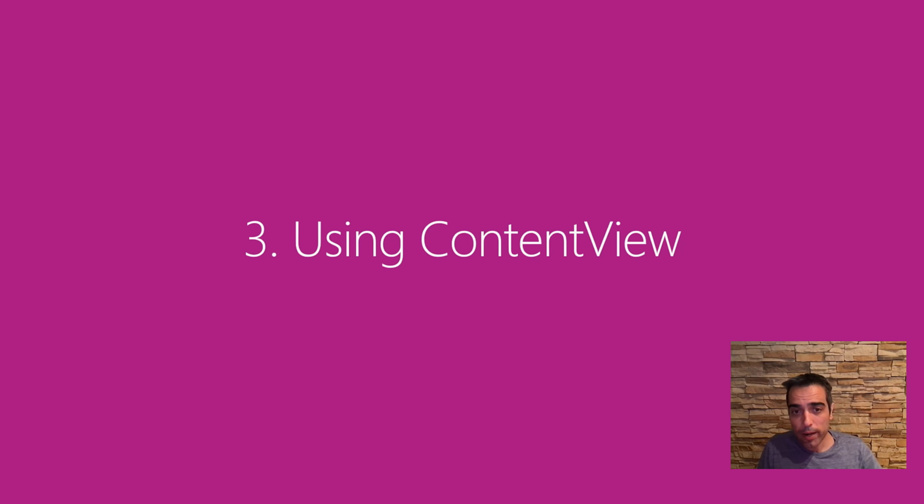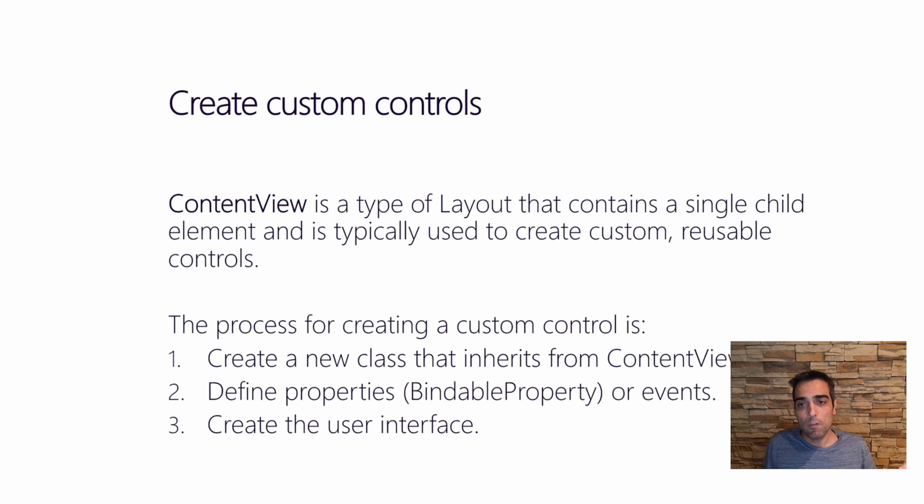And the third way to create a control is using a content view. Content view is a type of layout that existed before in Xamarin Forms and continues existing in dotnet MAUI, that contains a single child element and is typically used to create custom controls. The process to create a custom control in that way is, first of all, create a new class that inherits from content view, then define properties and events that you need in your controls, and finally define the user interface in the same context.